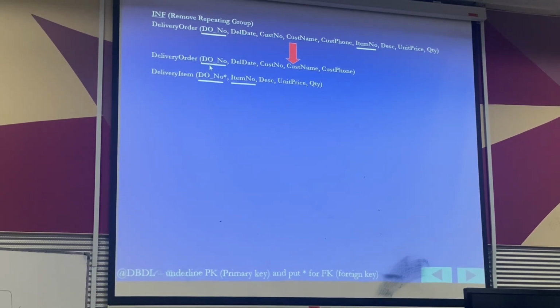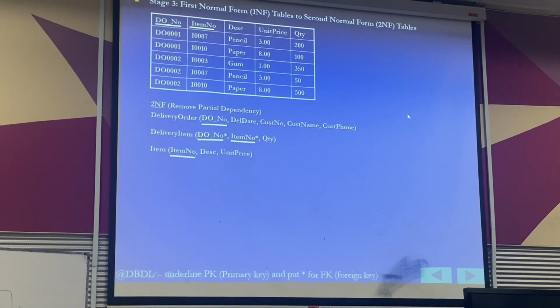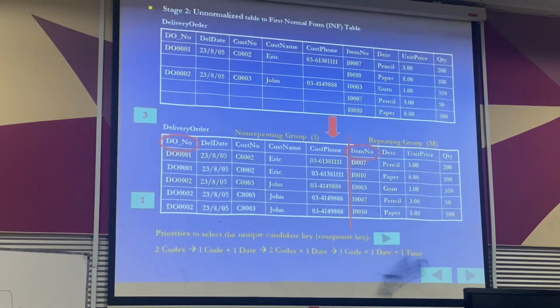Anyone have problems? Then after that, we go to the second normal form. Second normal form is looking for partial dependency. So what does partial mean? Based on part of the key. So you look at this table.